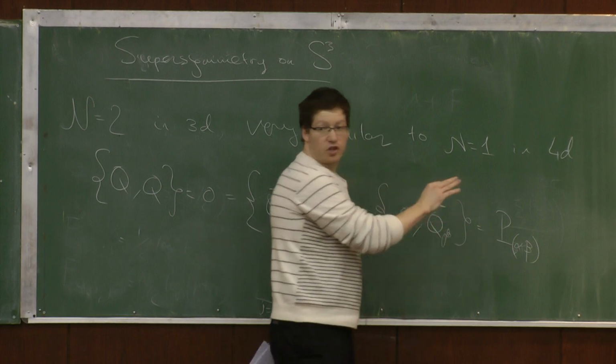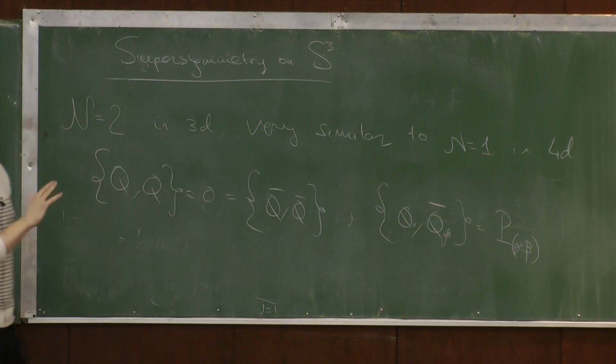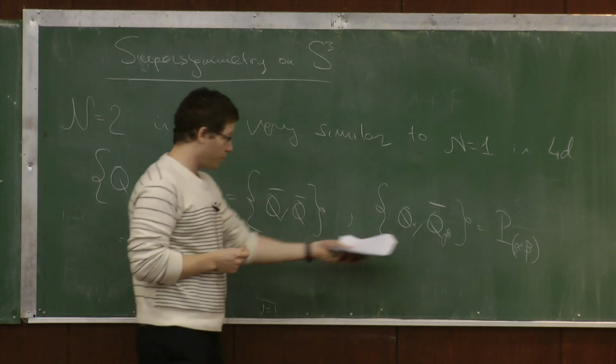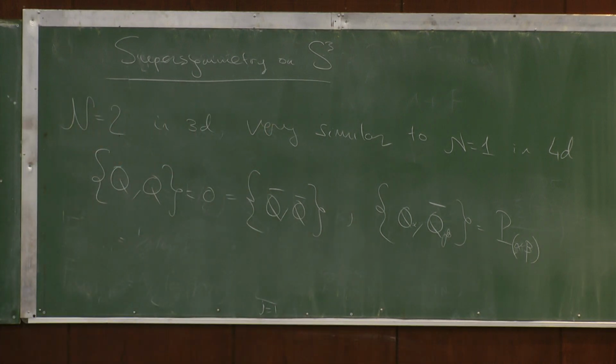Then there is also a central charge in 3 dimensions, but this central charge will be completely immaterial for what I'm going to discuss. So this is the supersymmetry algebra in 3 dimensions, the N=2 supersymmetry algebra. It's pretty standard, and nothing fancy about it.